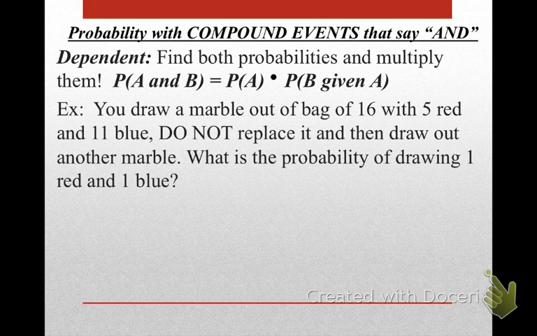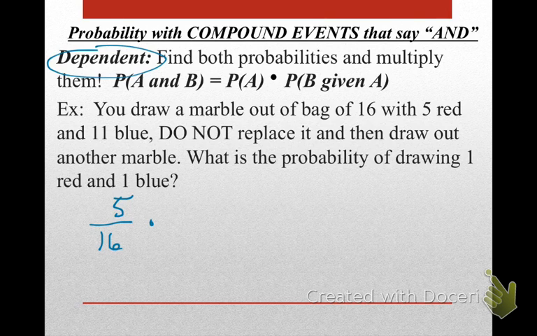Now let's look at this event when we do not replace the marble. So you draw a marble out of a bag of 16 with 5 red and 11 blue. You don't replace it, and then you draw out another marble. What's the probability of drawing 1 red and 1 blue? So in this case, these are dependent because one does affect the other. So for red, we've got 5 chances out of 16.